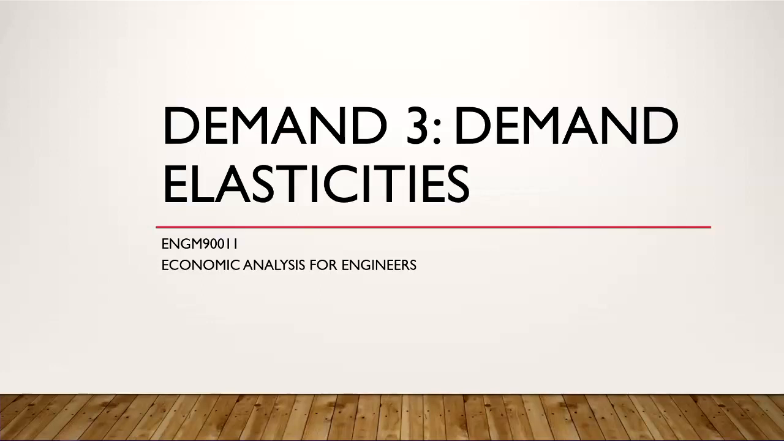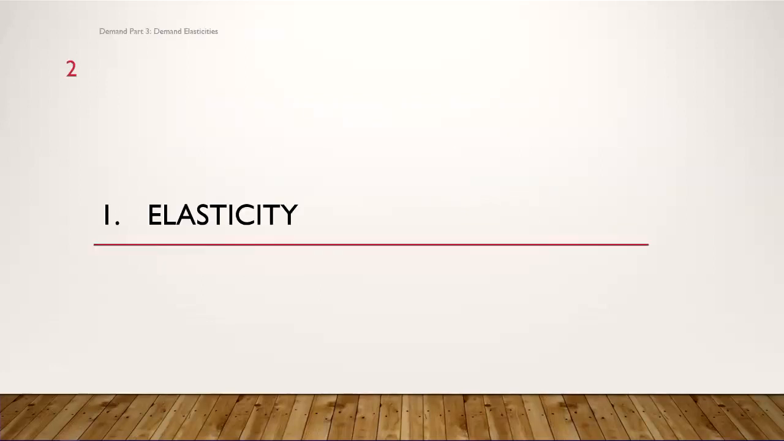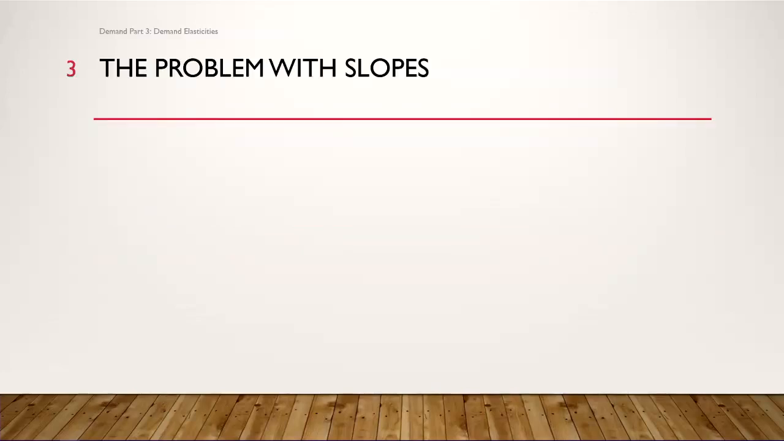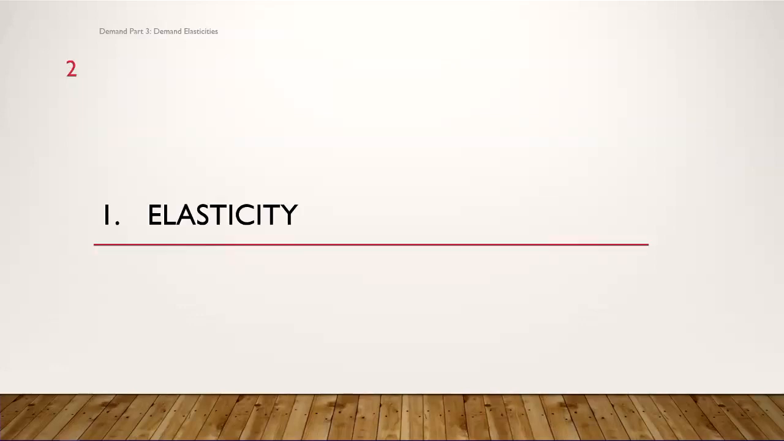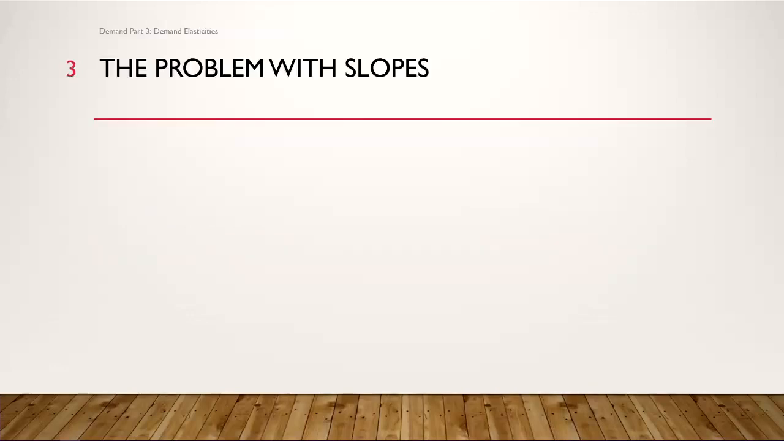All right, so let's go over the demand elasticities. Okay, so demand elasticity, the idea is we're going to have these measures of how responsive demand, quantity demanded, is to changes in other variables like the price of the good or income or prices of other goods. Those are the three main ones. So how responsive is quantity demanded to changes in other variables? We're going to use this elasticity measure.